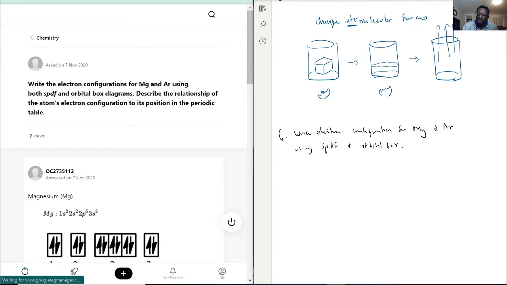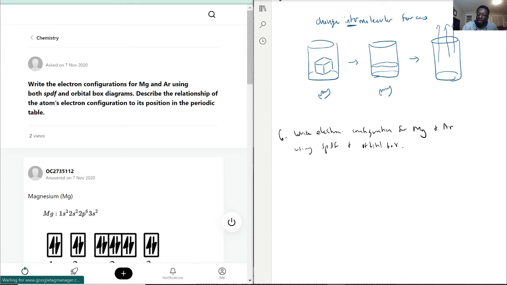So with that being said, what we're going to do here is actually go through it. So let's start with magnesium, okay? So before that, I like to just draw my SPDF, like just what we have to go through. We have the 1s, 2s, 2p, 3s, 3p, 3d, 4s, 4p, 4d, 4f. And I don't think we're going too far for magnesium and argon because they're pretty high up there. So let's start with magnesium, okay?